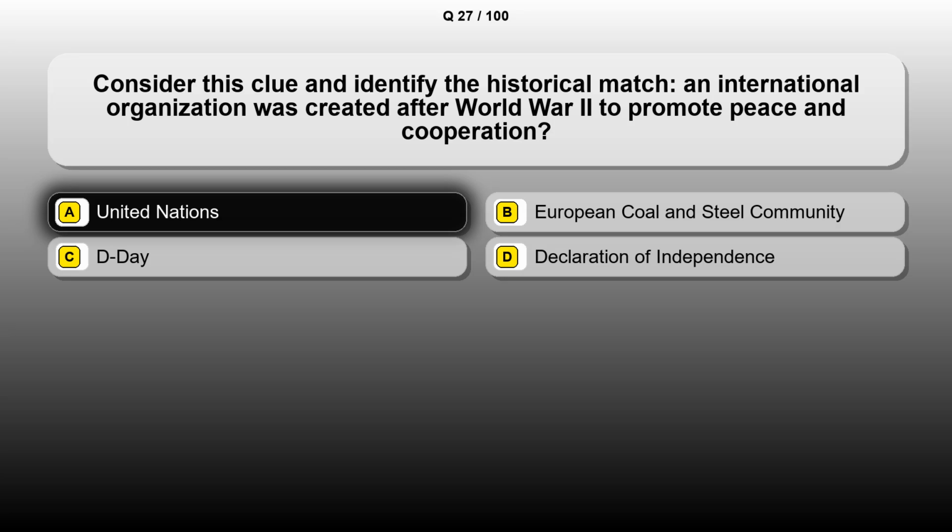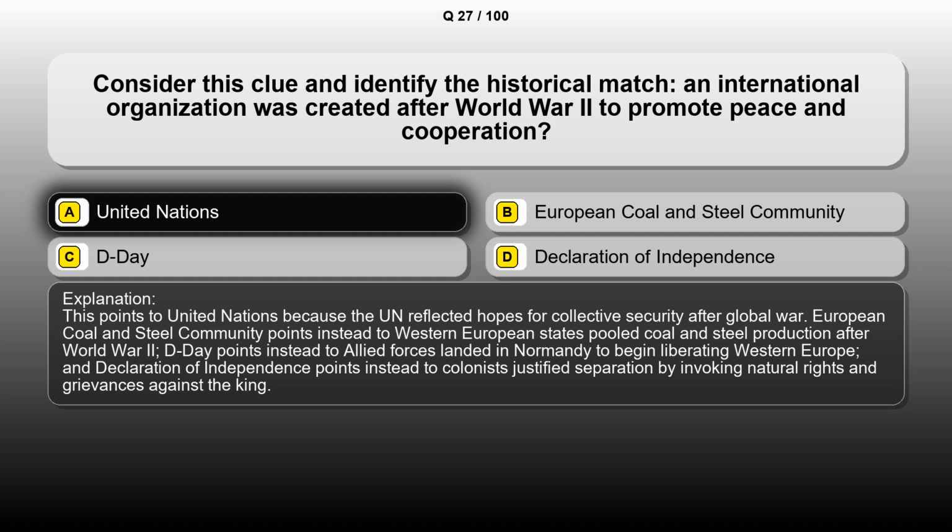The correct answer is option A, United Nations. This points to the United Nations because the UN reflected hopes for collective security after global war. European Coal and Steel Community points instead to Western European states pooling coal and steel production after World War II. D-Day points instead to Allied forces landing in Normandy to begin liberating Western Europe, and Declaration of Independence points instead to colonists' justified separation by invoking natural rights and grievances against the king.